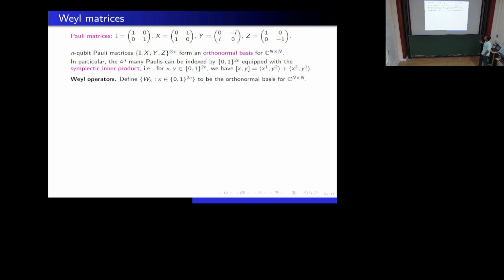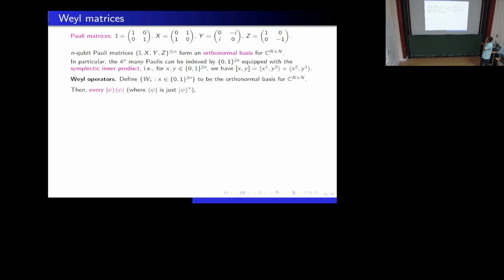Right, so if you look at the 4 to the n many Paulis that I formed here, I'm going to call them Wx. These are called the Weyl operators. The 4 to the n many Paulis form an orthonormal basis for n by n matrices. In particular, I can write every quantum state in terms of this decomposition.